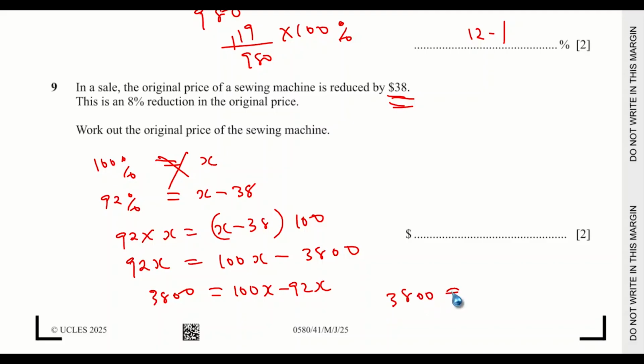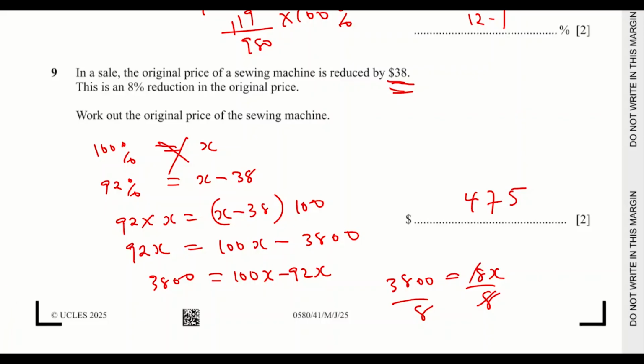So this implies 3800 equals 8x. Divide both sides by 8. So x will be equal to 475. So this is what you get here, 475.